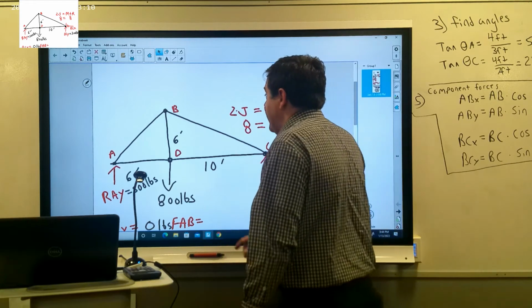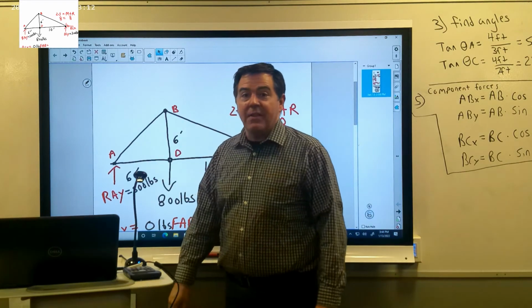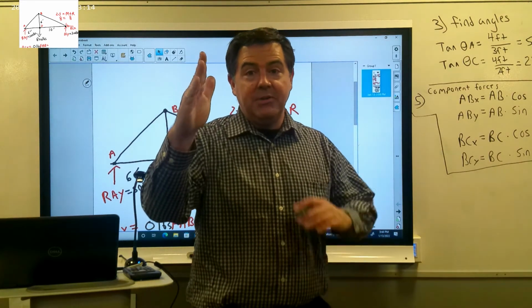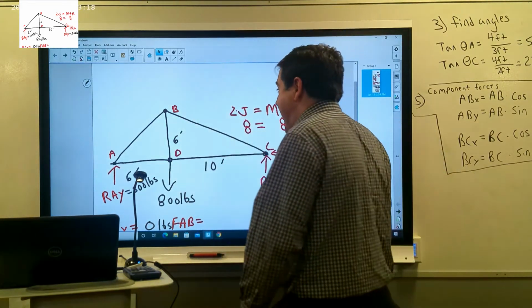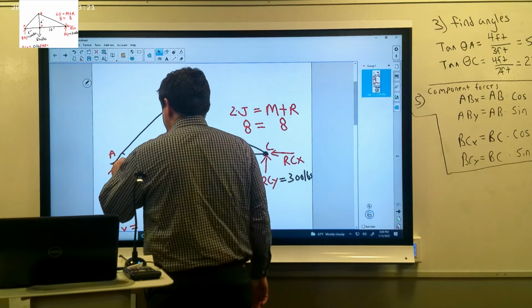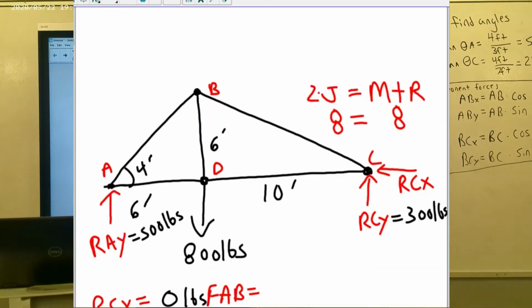So we'll go ahead, and we know, based on the fact that we have a 6 foot adjacent side and a 6 foot opposite side, that our angle in this case is going to be 45 degrees. So angle A is 45 degrees. Angle C is not quite that simple. We need to use our trig functions in order to solve for angle C. So I'll go ahead and scroll down a little bit and we will do that.